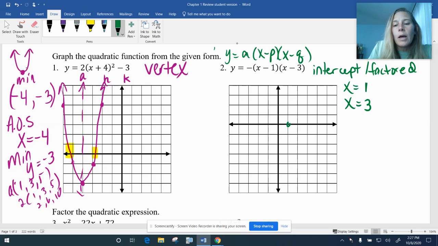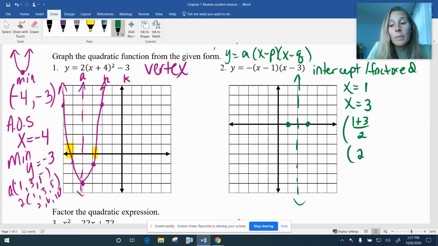So now if we plot those x-intercepts, we can also find the vertex because we know the axis of symmetry is going to be exactly halfway between those two x-intercepts, and the x value of the vertex will fall on that line. So we do p plus q over 2, which is really just averaging out those two x-intercepts, and we would then get a 2.